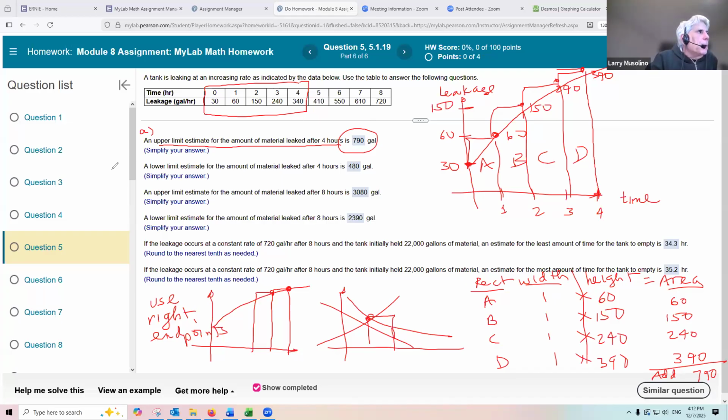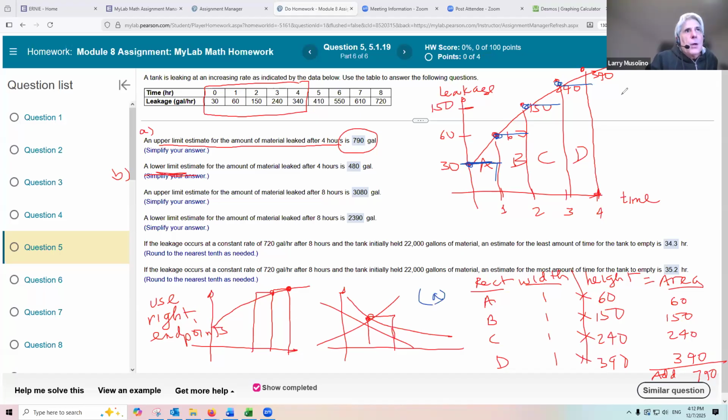All right, let's go to part B. Now, part B says lower estimate. Well, for the lower estimate, let me erase some of these. For the lower estimate, I'm going to want to use left endpoints. Let's change over to left endpoints. So for rectangle A, I'm going to use the left endpoint. For rectangle B, left endpoint.